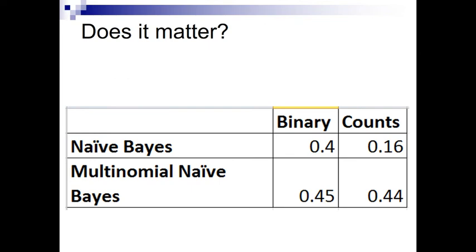And here's a simple experiment that shows that. So we have two versions of naive Bayes. The typical version of naive Bayes makes the assumption that our numeric attributes are normally distributed within class values, and multinomial naive Bayes does not make that assumption. And we have two ways of encoding our word features, one as binary and one as counts.